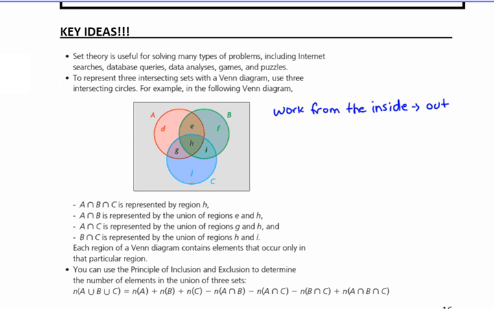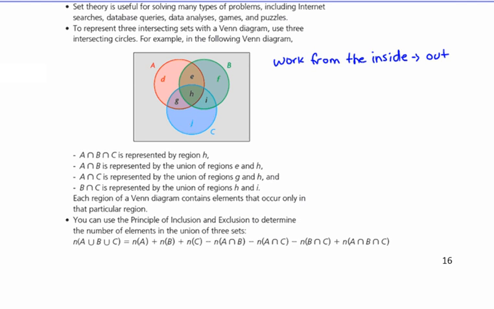So the most complex situation we're going to look at today is, what if the middle is the unknown, and we have to use a variable of x, and then solve for that variable, for what the overlap would be. So the notation, A and, remember this is and, intersection, B and C would be the H region. A and B would be E and H, added together. A and C is represented by the union of G and H, and then so forth.